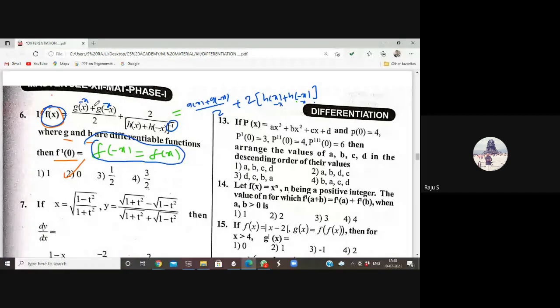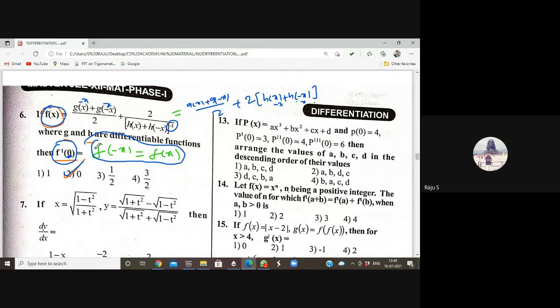See, we don't know what g of x is, we don't know what h of x is, but both will be differentiable. We can easily differentiate f of x, because on the right side it is in g of x and h of x, and both will be differentiable. So clearly f of x is an even function. When I replace x by minus x, the function is not changing, so its derivative becomes an odd function. When you replace x by 0 in an odd function, it is always 0. Always it is 0.